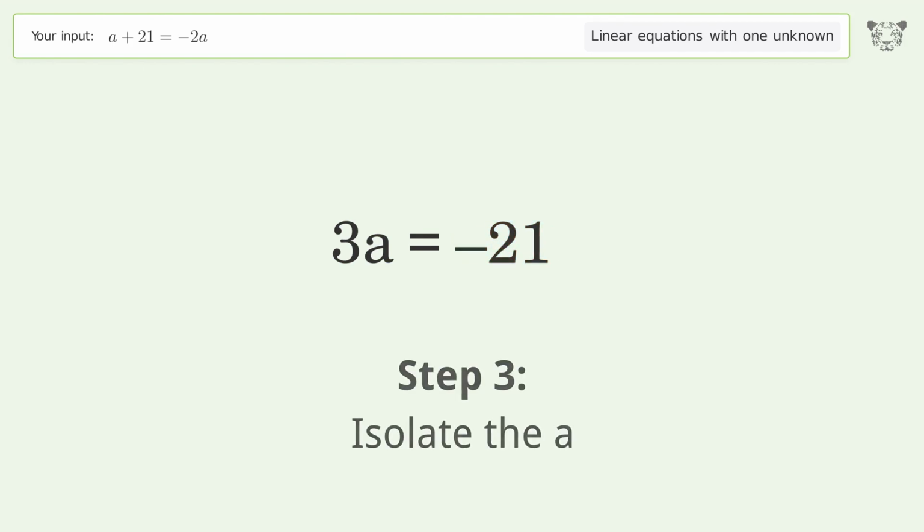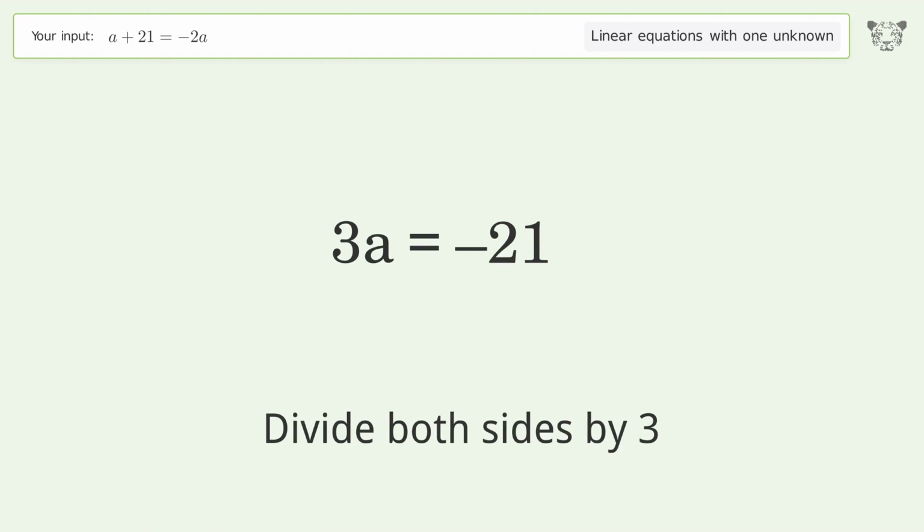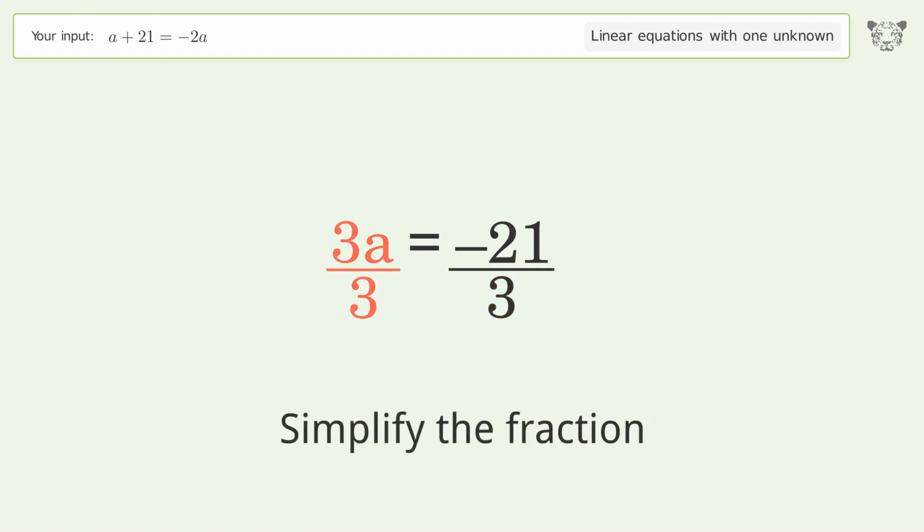Isolate the a. Divide both sides by 3. Simplify the fraction.